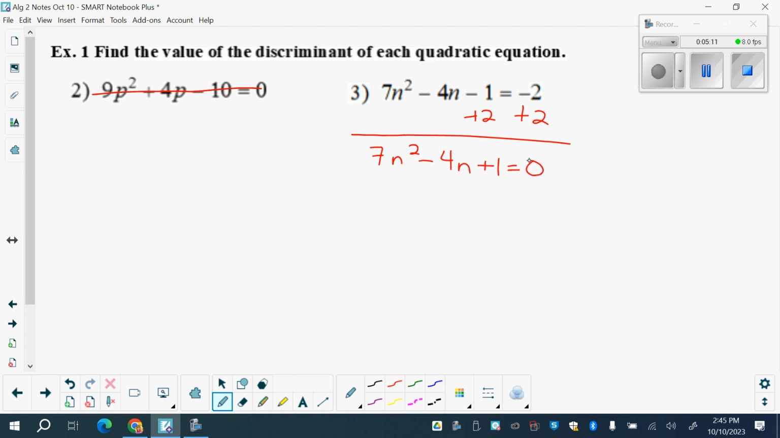So what are my a, b, and c? a is 7, b is -4, and c is 1. So we want to find just the b squared minus 4ac, the discriminant. So we're going to substitute these numbers into the discriminant here. So when I put the -4 into the b squared, do I need to put parentheses around it or no?